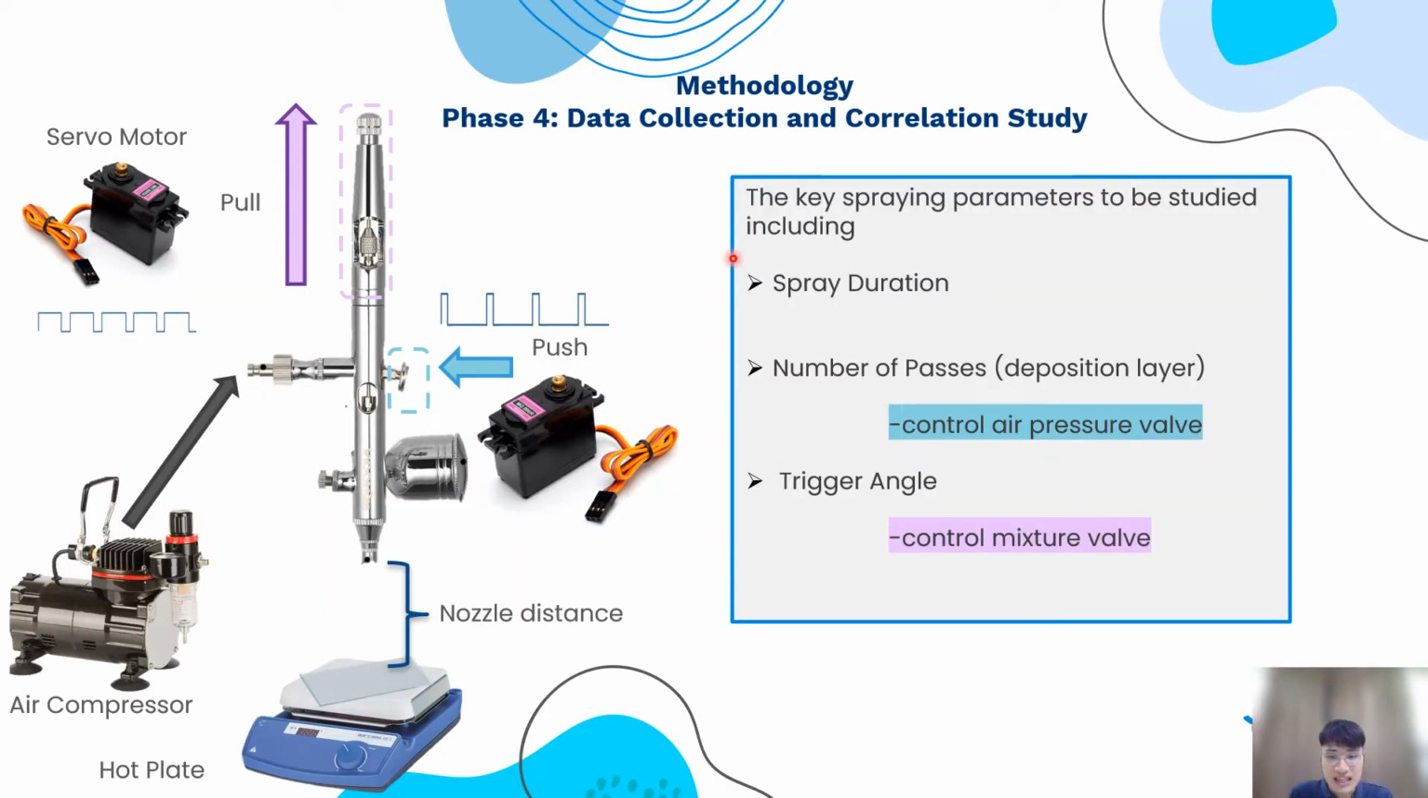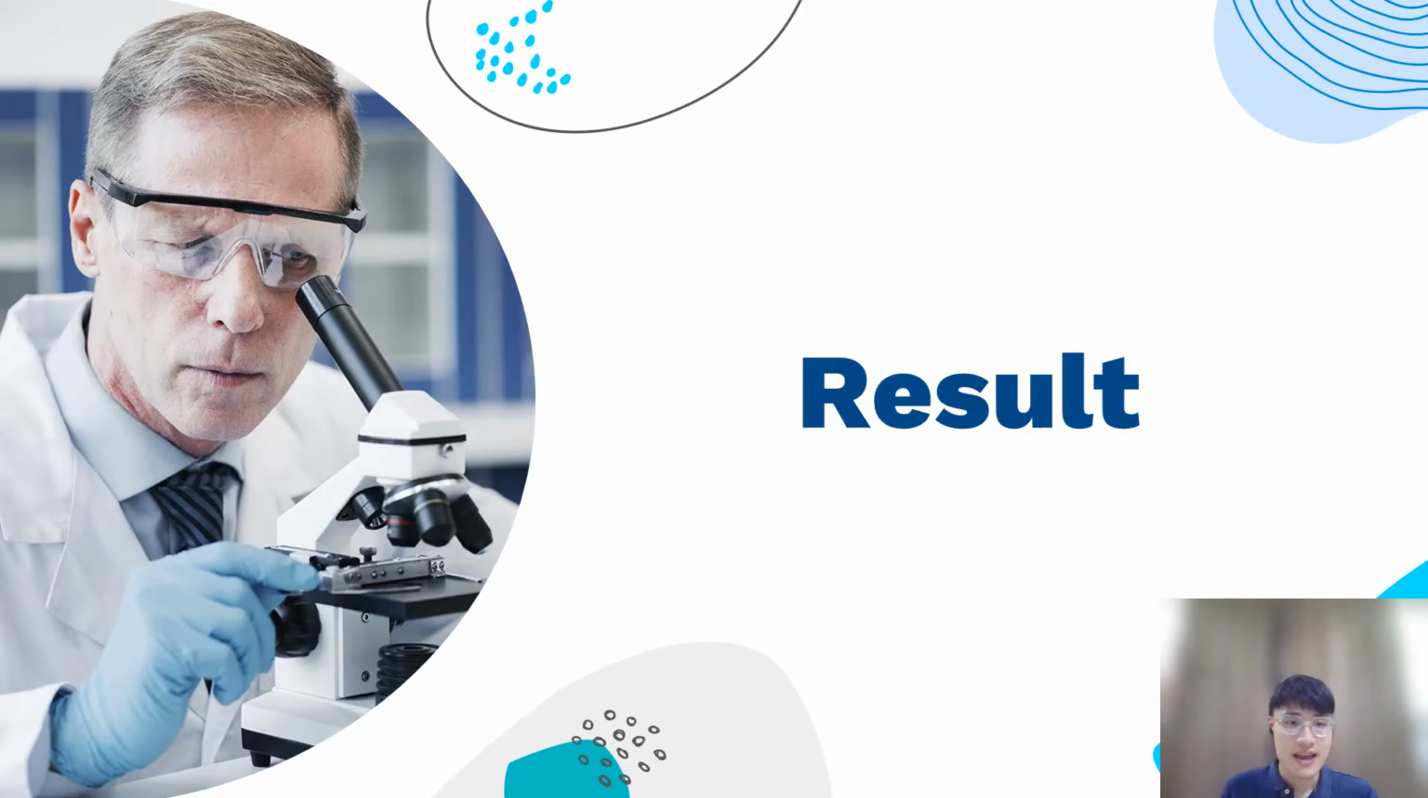So these are the key spraying parameters to be studied, which include the spray duration and the number of passes through control of the air valve, and also the critical angle through control of the mixture valve. And now I would like to move on to the result part.